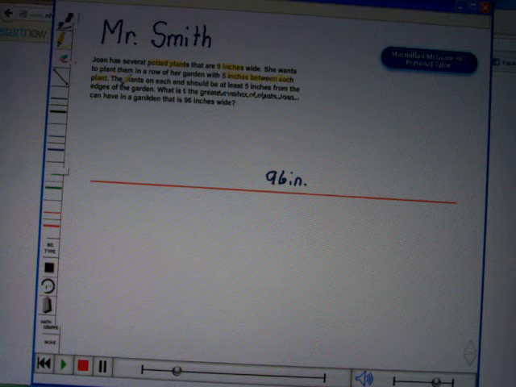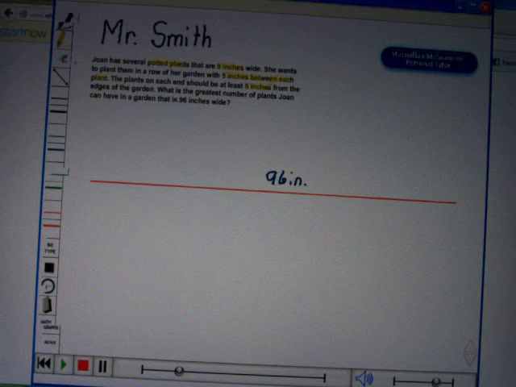Alright? The plants on each end should be at least 5 inches from the edge of the garden. So on each side of our garden, the right and left side, we need to leave 5 inches. And of course we need to find the greatest number of plants that she can have in her garden. Okay, the total length is going to be 96 inches.